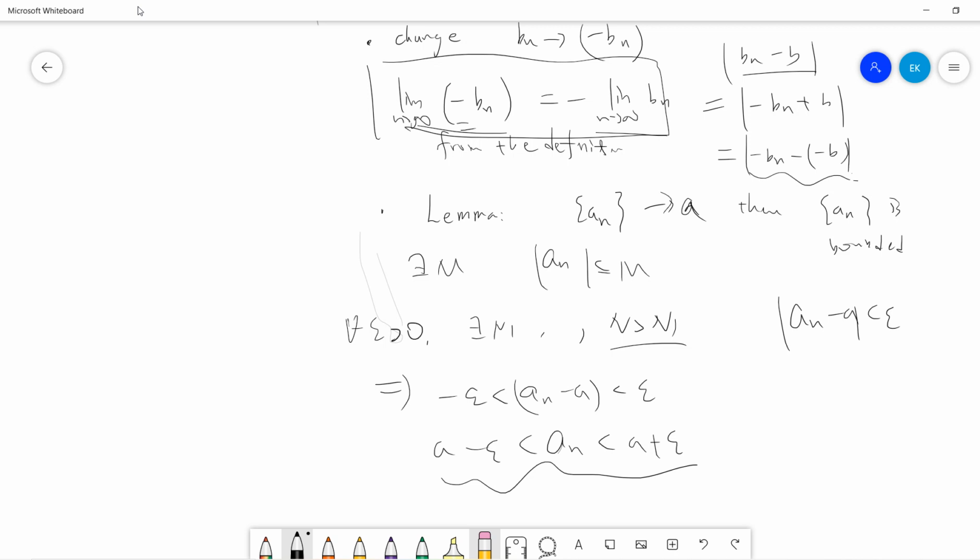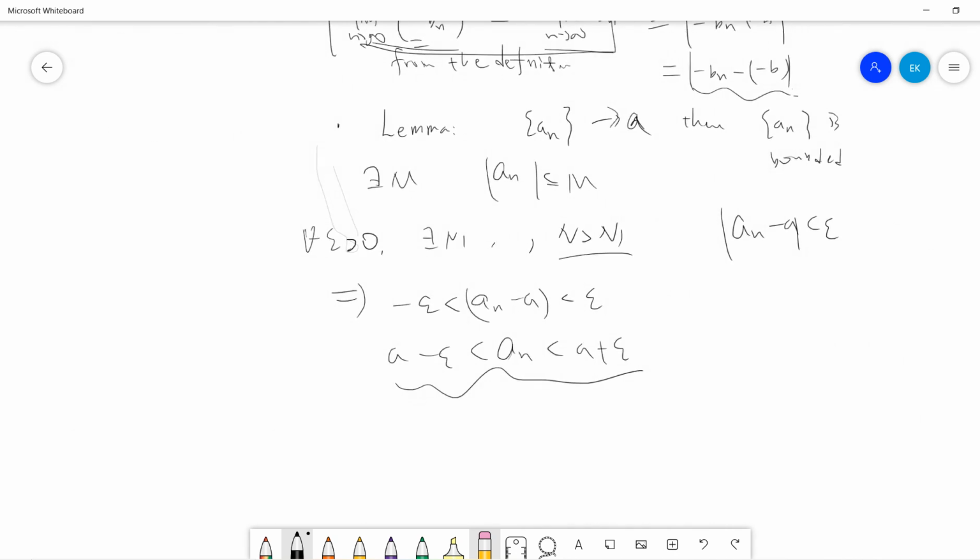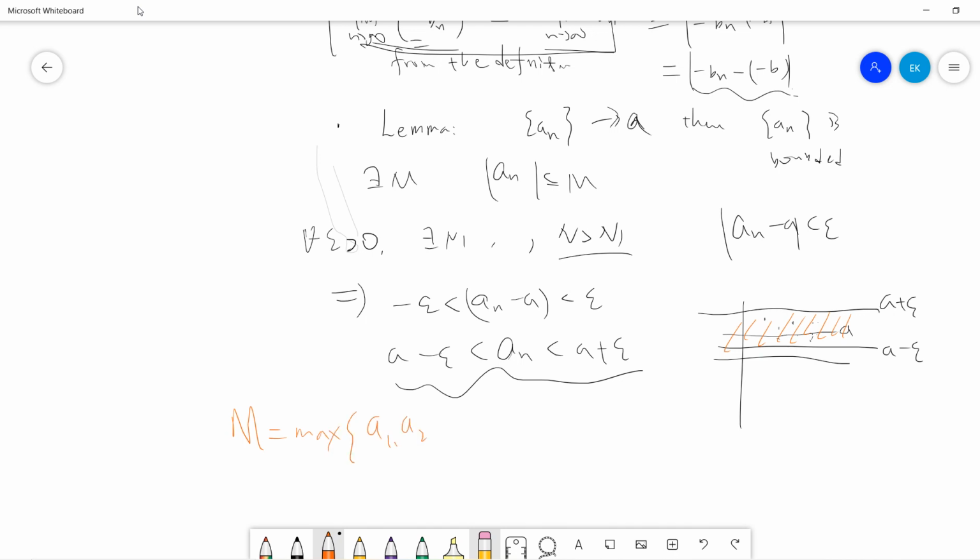Hopefully, yeah. So this just means that when n goes to very large, all of the a_n will be bounded by something. Bounded by a minus epsilon and a plus epsilon, and all your a_n will fall in this range. Right, so let's consider M to be the maximum of the previous ones, that's a_1, a_2 up to a_{n1}.